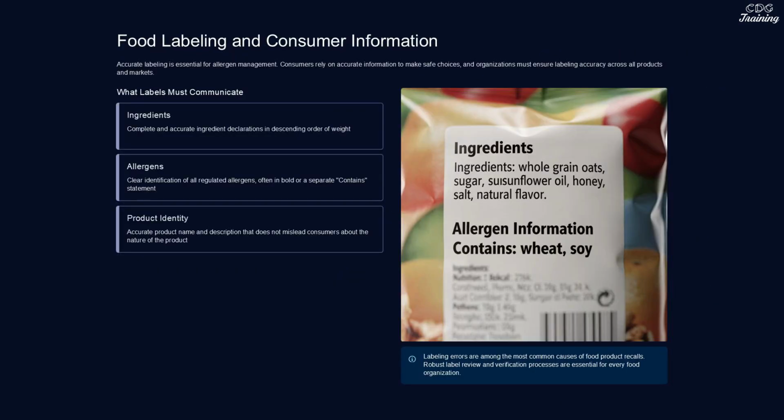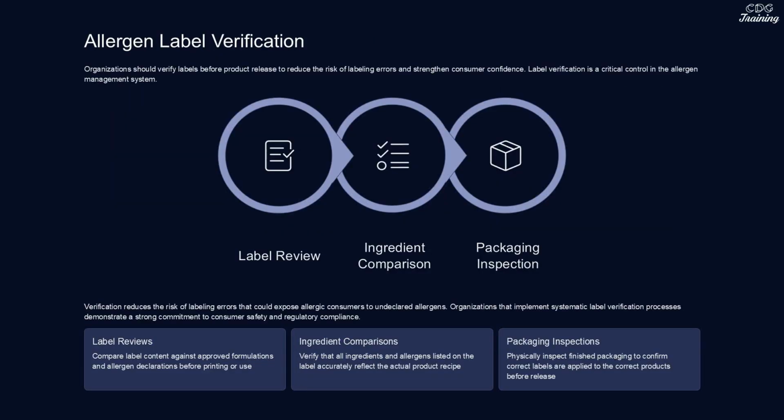Accurate labeling is essential for allergen management. Labels must communicate ingredient and allergen information clearly to consumers. Label verification prevents errors and strengthens consumer confidence. Implement systematic processes for effective allergen control.